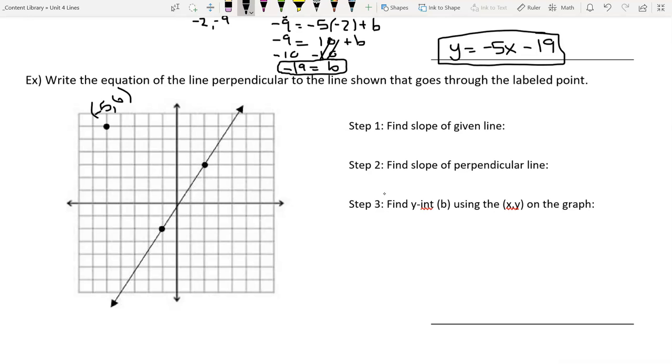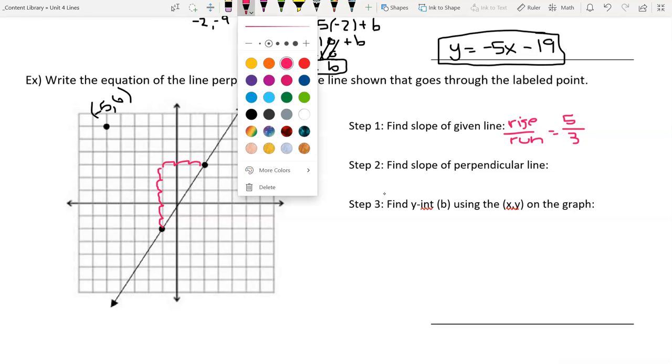Okay, so find the slope of the given line. Remember, don't make it harder than it has to be. If you're given a graph, rise over run. I'm going to write those words here. Rise over run equals, from left to right, up 2, 3, 4, 5. Rise 5, run 1, 2, 3. So my rise over run is 5 over 3, okay, of the original line.